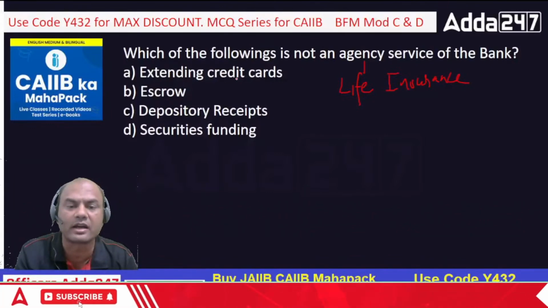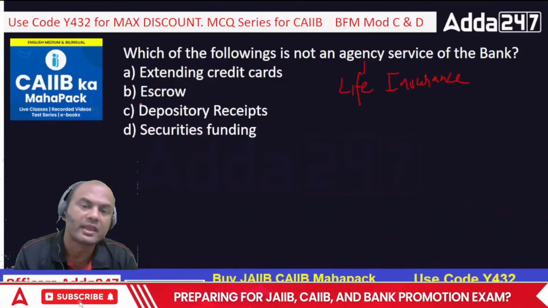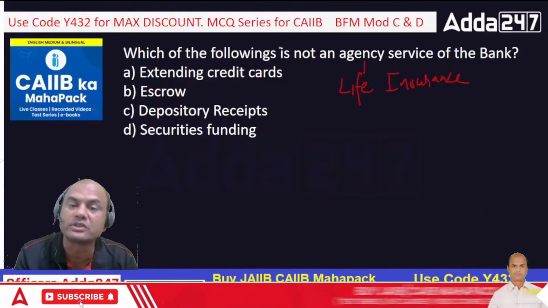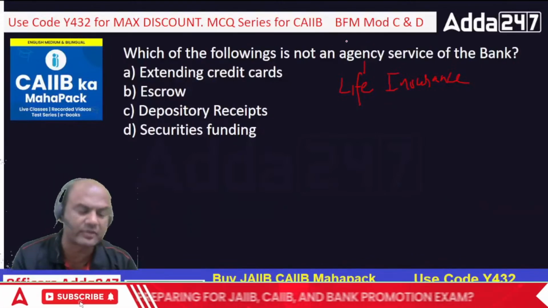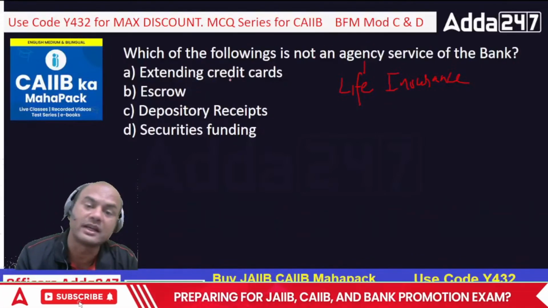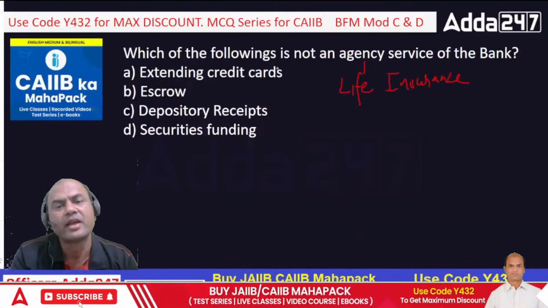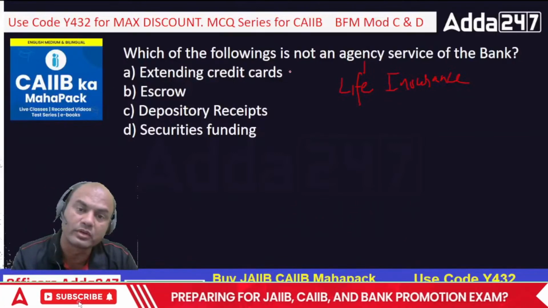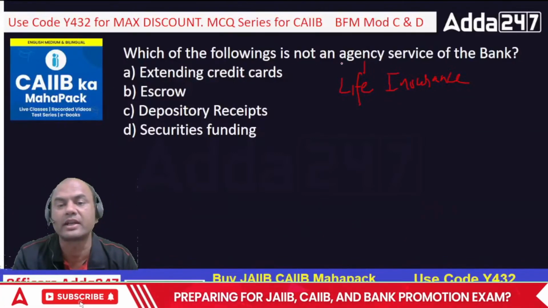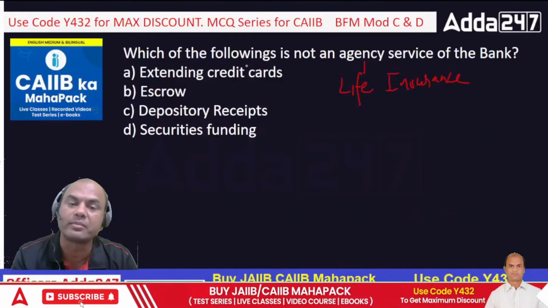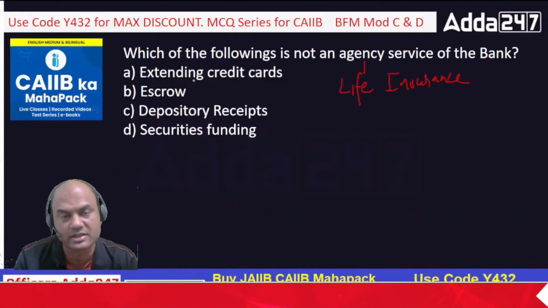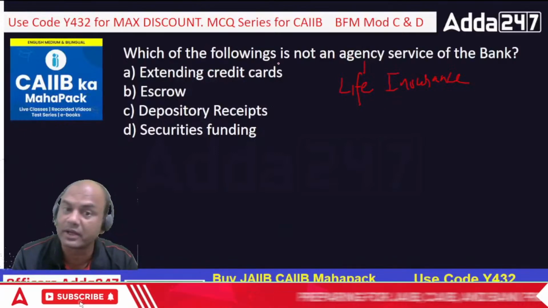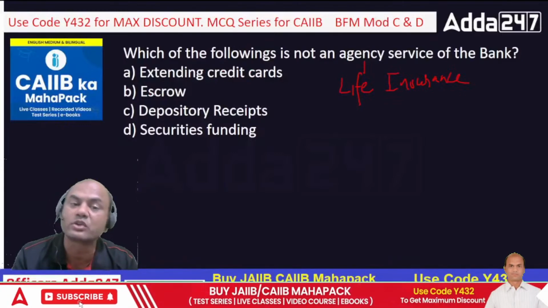But extending credit card, escrow, depository receipt, and securities funding. So where does the bank not act as an agent? Extending credit card. Credit card is whose product? Mainly it is of banks. When the bank is selling the credit card of their own, only then it is not acting as the agency service. But if that bank is selling the credit card of some other bank, then it will be acting as an agent.